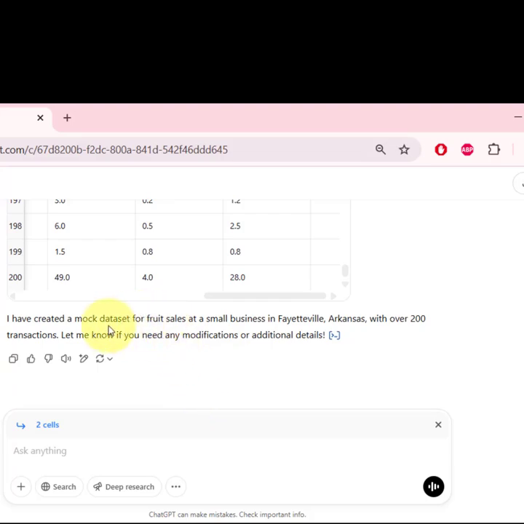So it says I created a mock data set. Is it what you want? And if we wanted to add something or change something, we certainly could do that. So let's go ahead and go to the next one, and what we're going to ask it to do is calculate profit.